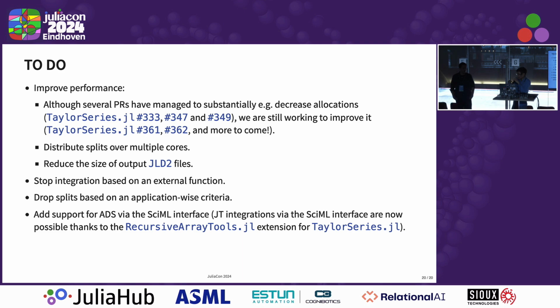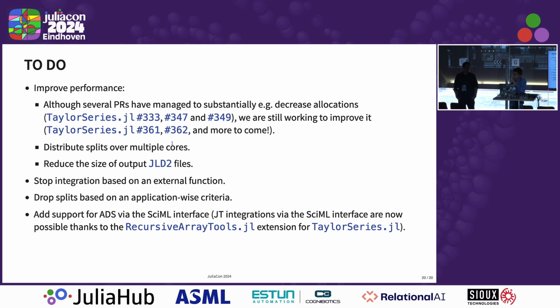Also, because each split is independent from each other, it would be very easy to distribute the splits over multiple cores, significantly reducing the computation time. Also, right now, we write everything to a JLD2 file, but the size of these files can grow very rapidly with the time of integration, with the number of splits, or with the jet transport order. So we have to reduce the size of the files that we write to disk.